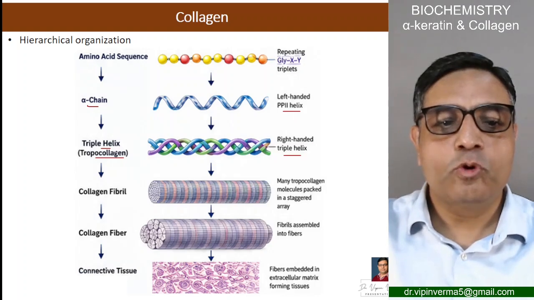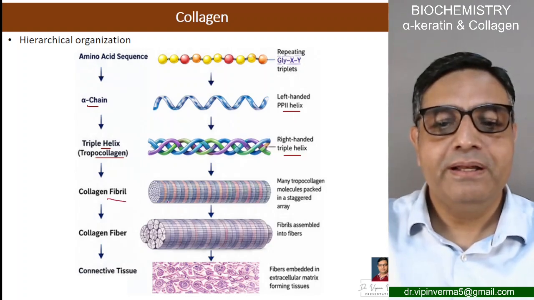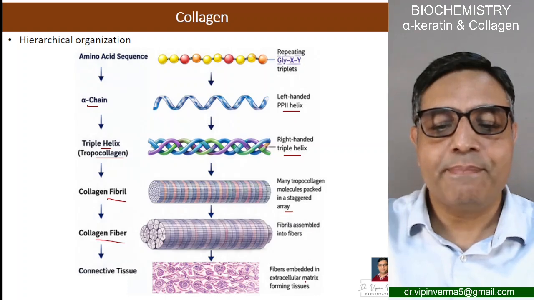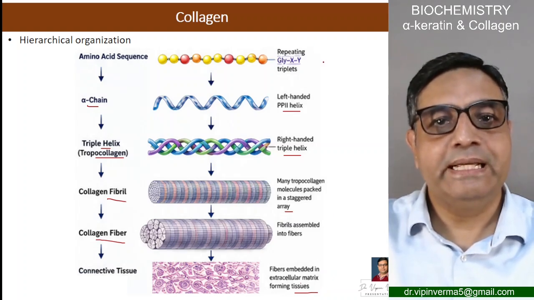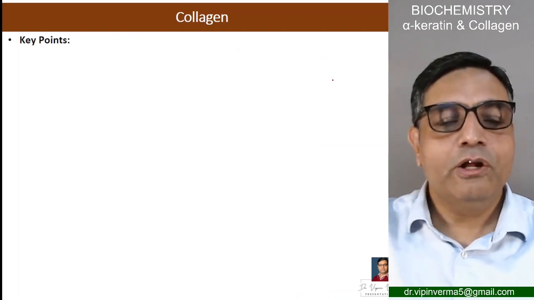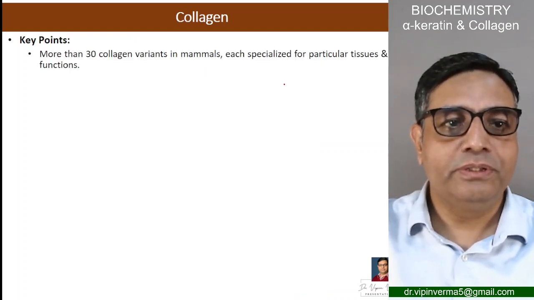Then these tropocollagen molecules make the collagen fibril. So there are many tropocollagen molecules packed in a staggered array. Now when these collagen fibrils assemble into fibers, we call them collagen fibers, and these collagen fibers are embedded in the extracellular matrix and form the tissue, and this is how collagens are integrated into the ECM. Now there are a few key points which you should know.